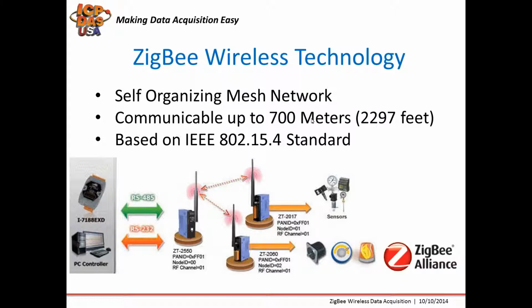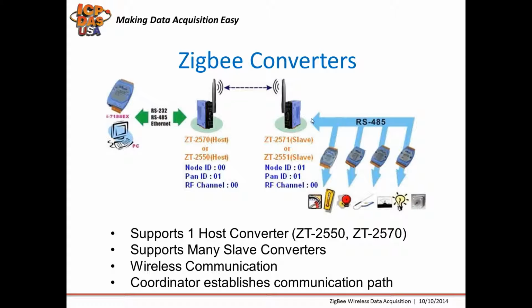ZigBee wireless data acquisition devices are set up with dip switches. ZigBee host and slave converters are set up with a free software utility and can communicate up to 700 meters or 2,297 feet. You can test the wireless communication with the free software utility. Our devices follow the ZigBee Alliance standard, so they can be used with other vendors' ZigBee devices that also follow the ZigBee Alliance standard. Our ZigBee data acquisition products support Modbus RTU communications, so they can be used with Modbus RTU-based controllers and other equipment.